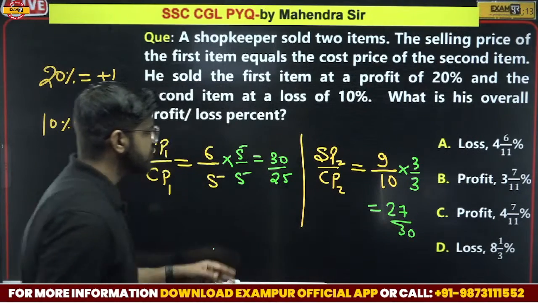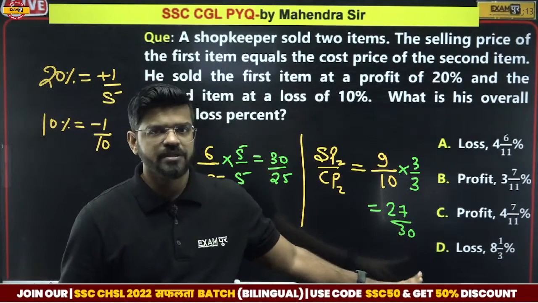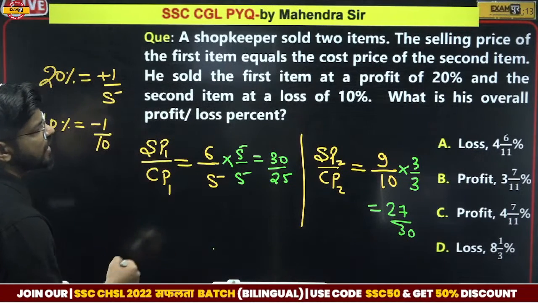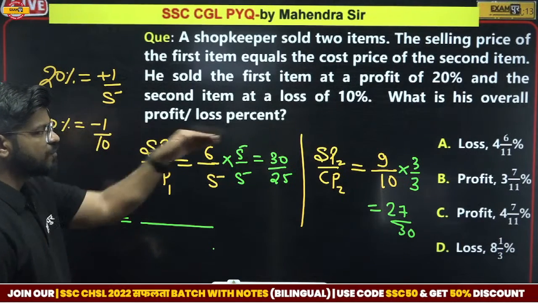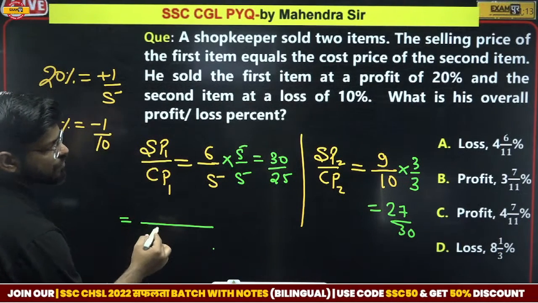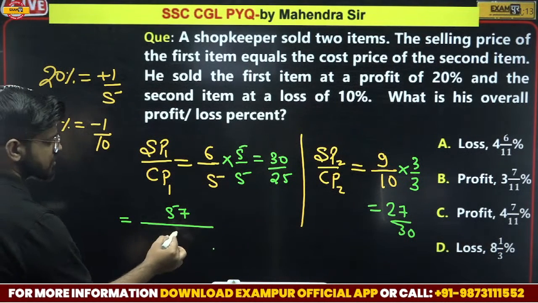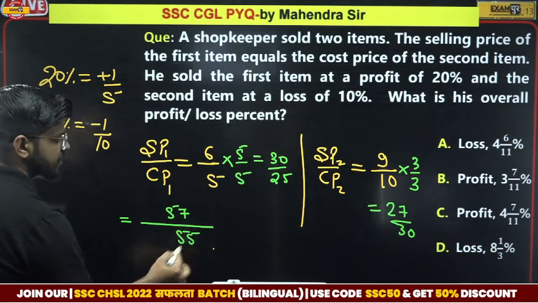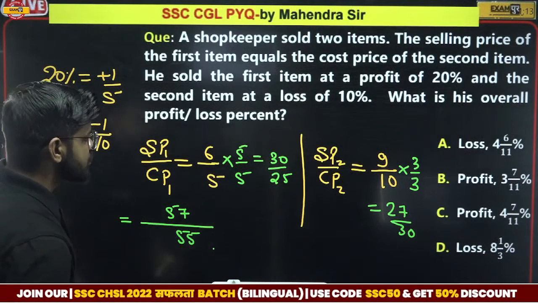So according to the question, the selling price of the first item is equal to the cost price of the second. Now we have to tell what is the overall profit or loss. So add both the SPs in the above, you will get 57, and add both the CPs below. Clear?